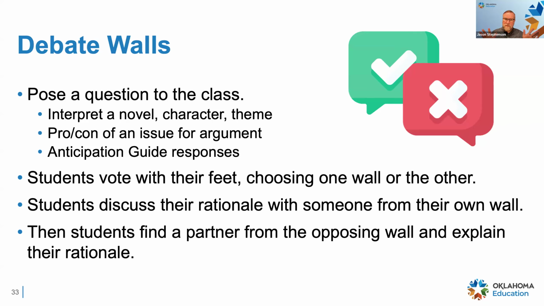But the way it would work is students discuss their rationale with someone from their own wall on why I voted the way I did. And then students, if it's an even distribution, or maybe it'd have to be odd numbered groups, but then students have to find a partner from the opposing wall and explain why they voted differently. And then at that point, if you wanted to, you could have students re-vote with their feet. Maybe some people would be swayed.